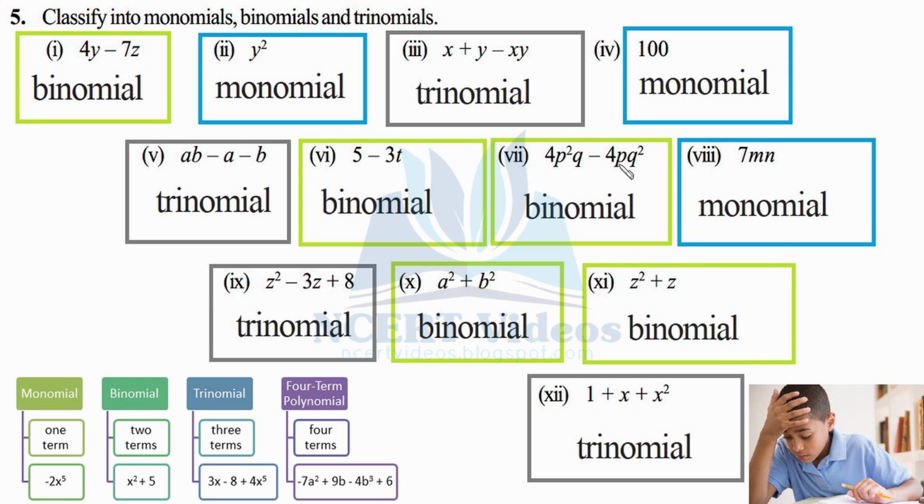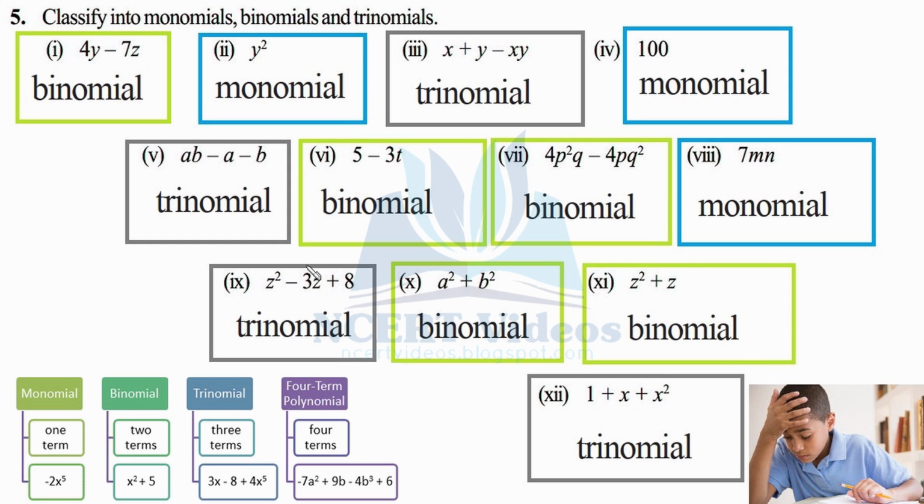Had it been like p squared q, then it would have been a monomial. But it is not the case here, therefore it is binomial. Here clearly monomial because we have 7, m and n as a factor of only single term, therefore monomial. Here we have 2 z's, here we have minus 3z plus a, therefore trinomial.